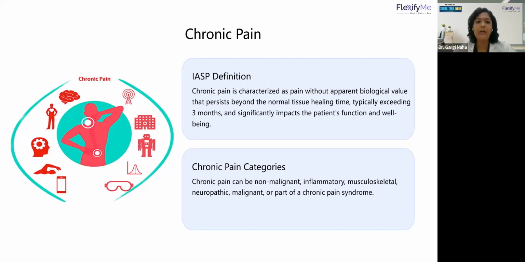we call it as a chronic pain. Now, according to the IASP definition, again, let's read the clinical definition for a chronic pain. So chronic pain is characterized as pain without any apparent biological value that persists beyond the normal tissue healing time, right? Typically exceeding more than 3 months. And it significantly impacts your functioning and well-being. This is called as chronic pain.